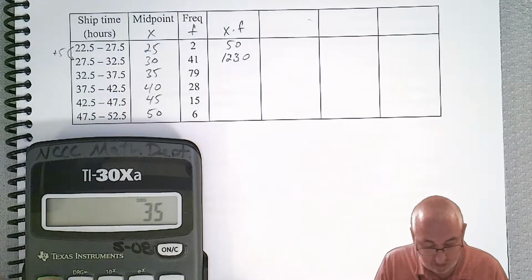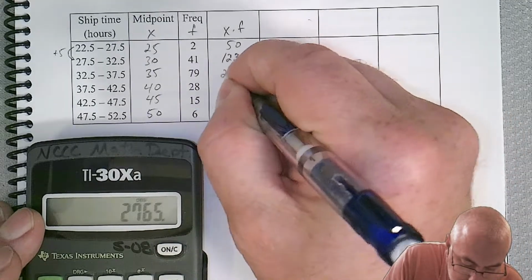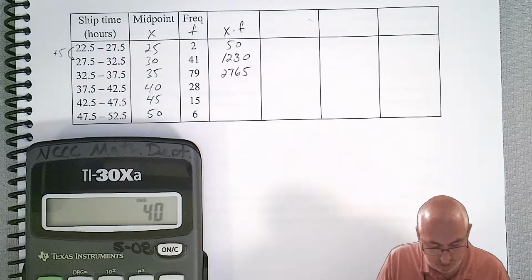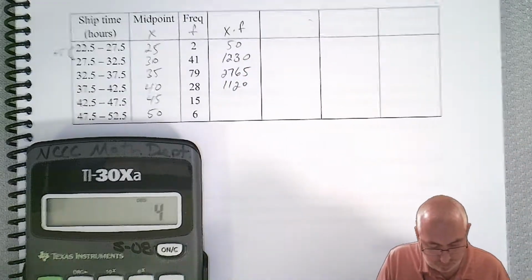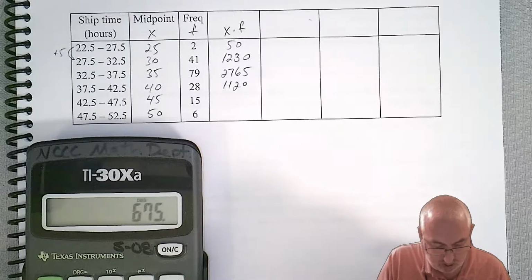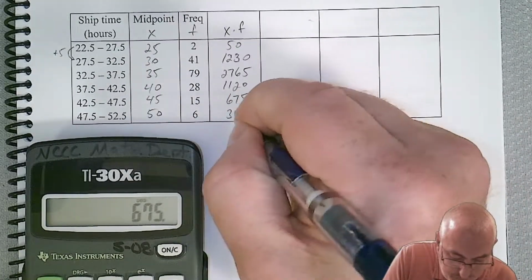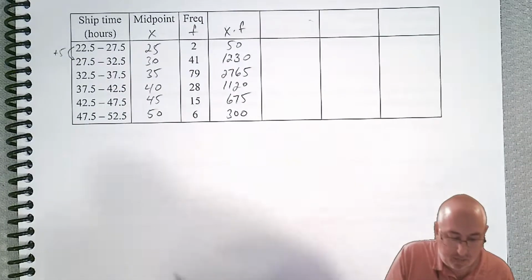So 35 times 79, 2765. 40 times 28, 1120. 45 times 15. And the last one I can do. All right, so there's our products.